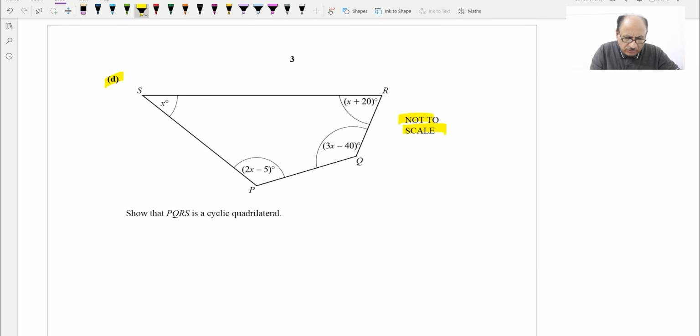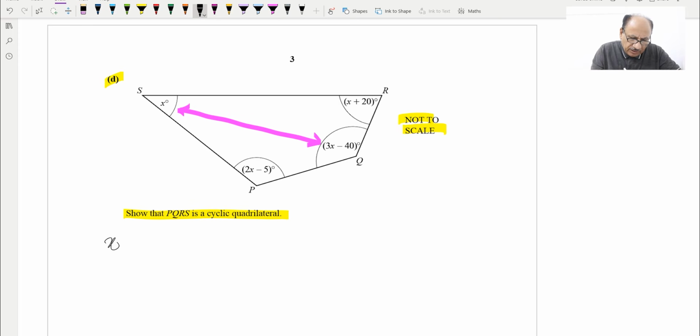Now this is part D of the same question. The diagram is not to scale. Show PQRS is a cyclic quadrilateral. We know that in a cyclic quadrilateral, opposite angles add up to 180 degrees. So opposite to this one will be this. So these two angles should add up to 180 degrees. If we prove that these two angles add up to 180 degrees, then it will be done. To prove that, in a quadrilateral all four angles add up to 360.